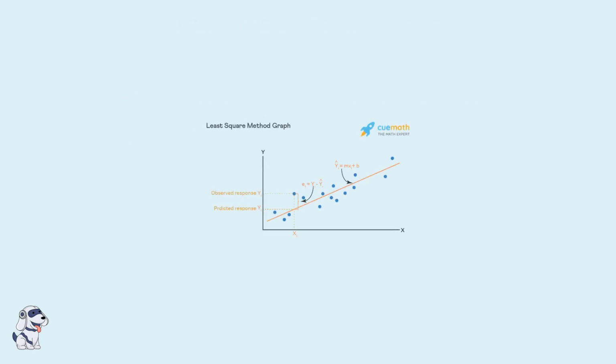This graph perfectly illustrates the concept of errors in regression. Each blue dot represents an actual data point, while the orange line is our fitted regression line. The vertical lines show the errors, the distances between each observed point and the predicted value on the line.